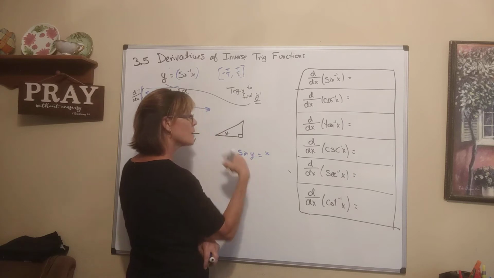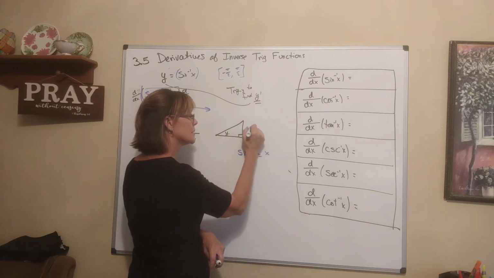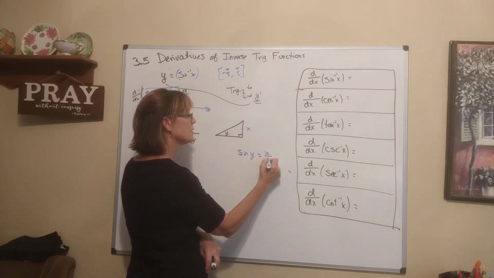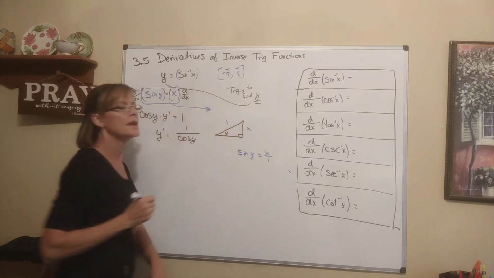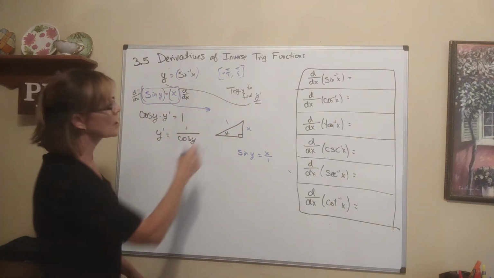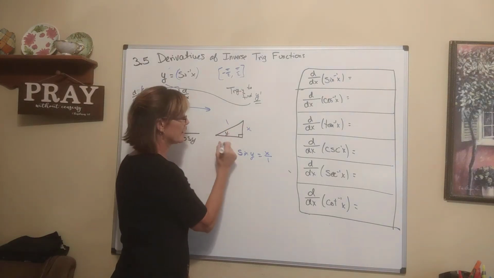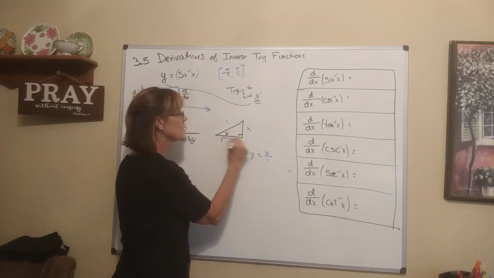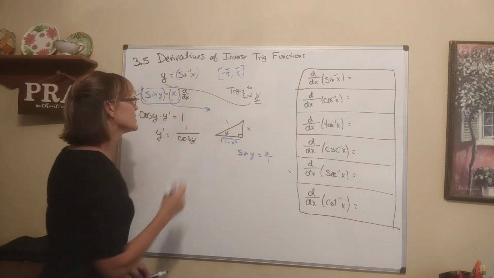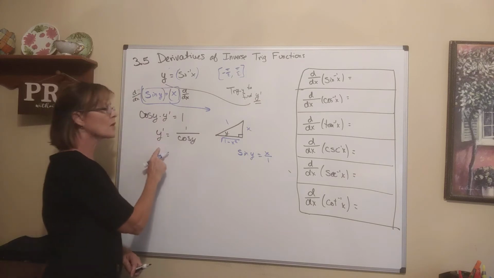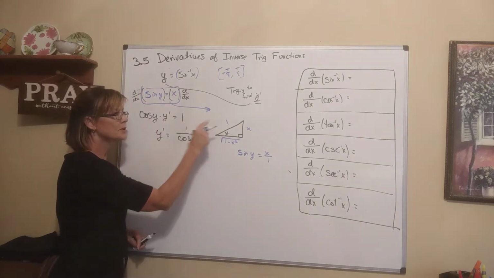But the sine is always opposite over hypotenuse. Once we have a right triangle and we know these two values, we can solve for the adjacent side using the Pythagorean theorem. This is going to be the square root of 1 squared minus x squared. Okay, that helps us draw our triangle, and that helps us write y prime in terms of x.